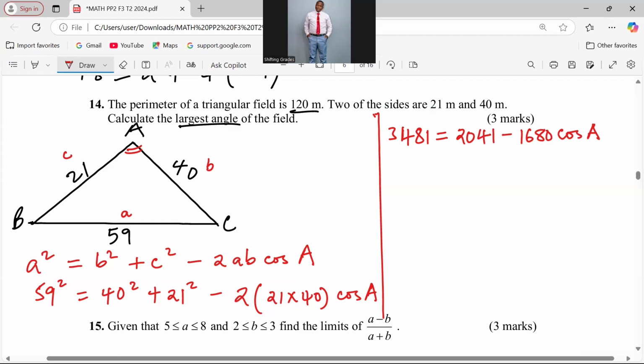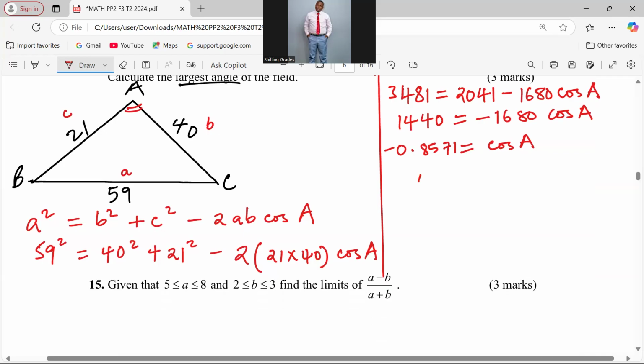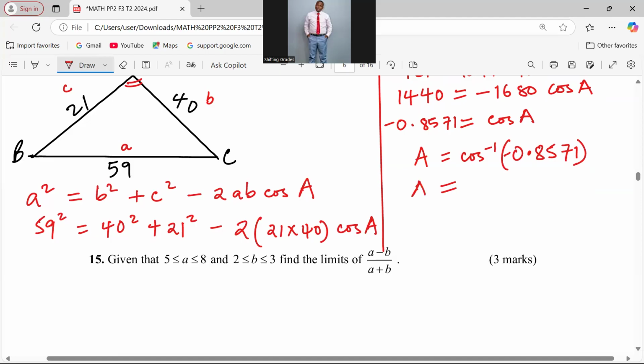So now 3481, we subtract 2041. This is giving me 1440, equivalent to negative 1680 cosine of A. So for me to remain with the cosine of A, I'm supposed to divide 1440 by 1680, which is negative. So I'm getting negative 0.8571. So how am I going to get the value of A? I need the cos inverse of negative 0.8571. To me, this is an angle in the second quadrant where cosines are negative.